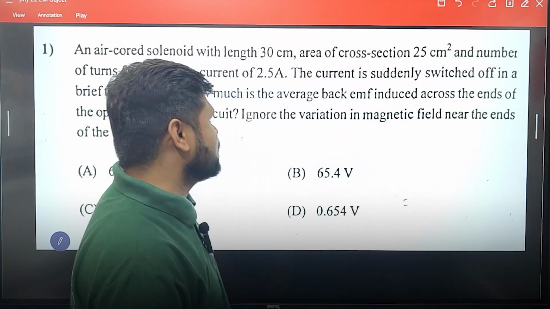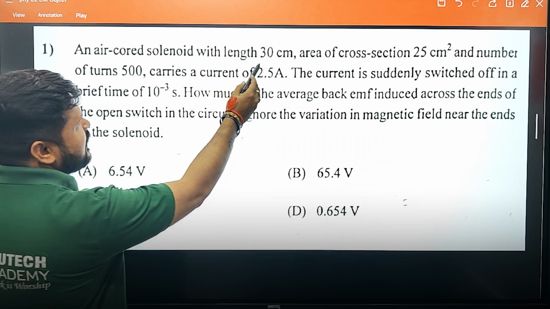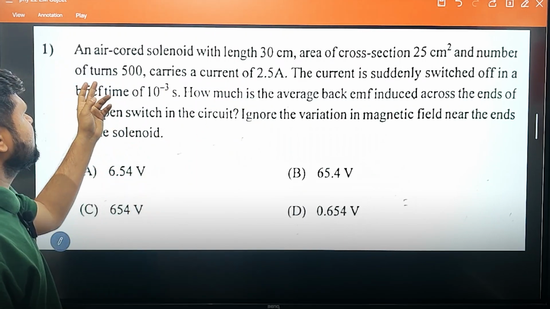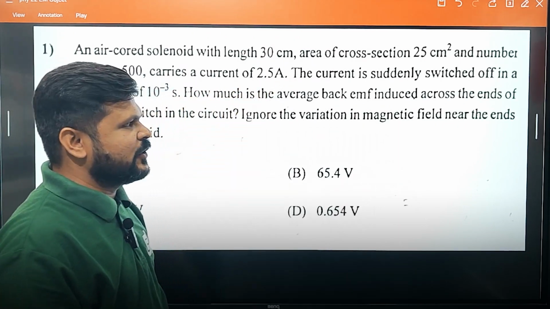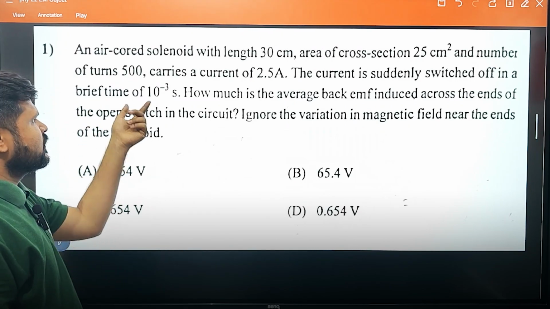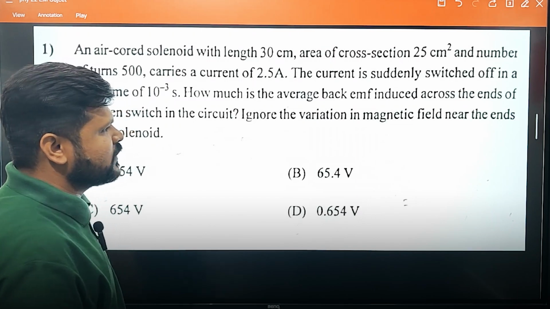So we are starting with the first MCQ. An air core solenoid with length 30 centimeter, area 25 centimeter square, and total number of turns 500, carries a current of 2.5 ampere. This current is suddenly brought to 0 in 10 raised to minus 3 seconds. What is the average back EMF induced in the solenoid?